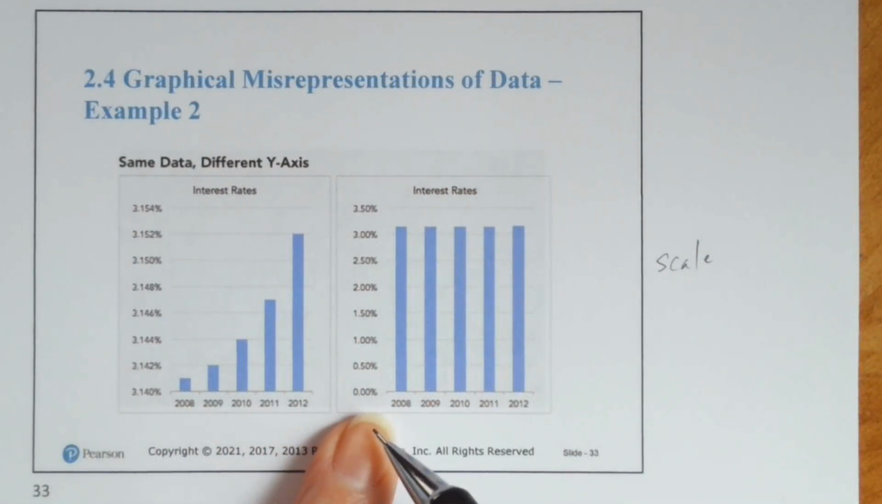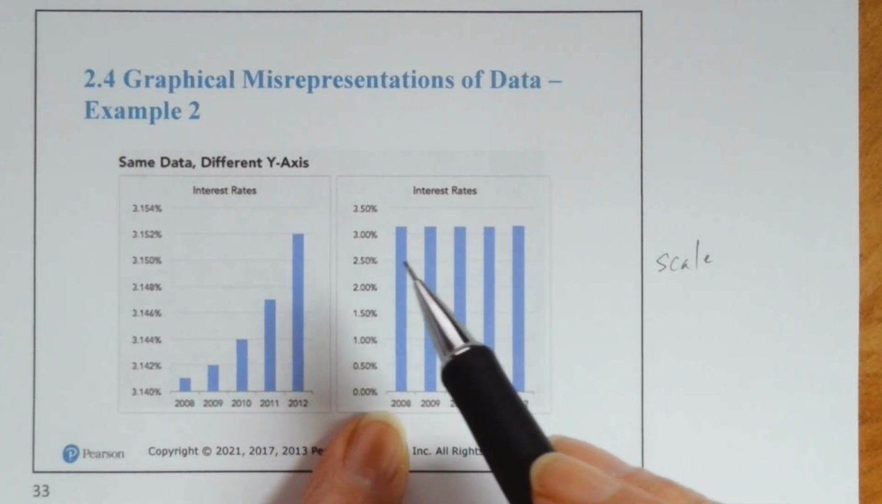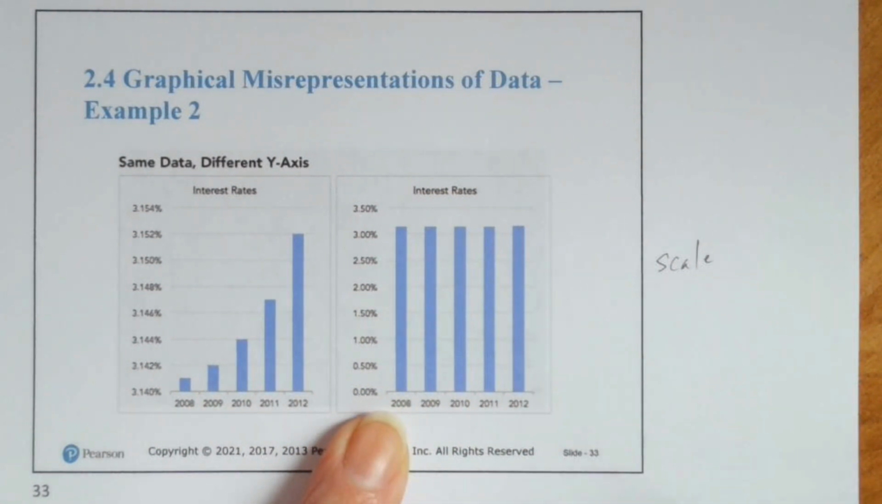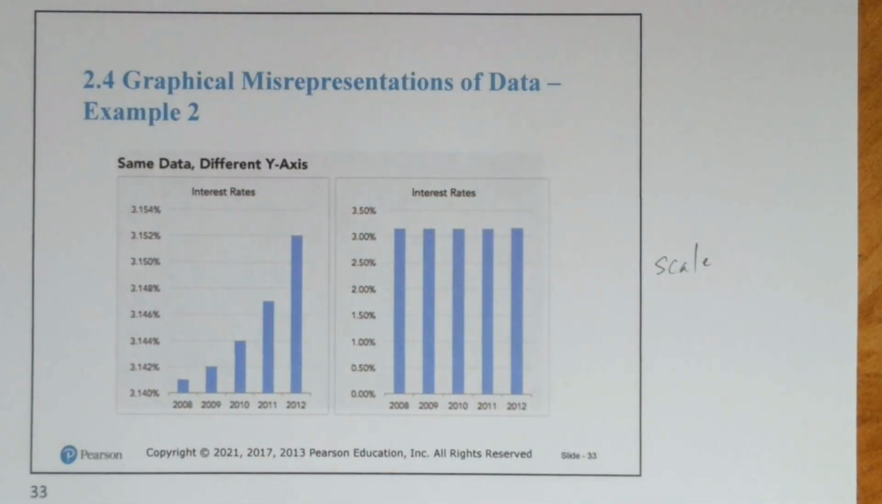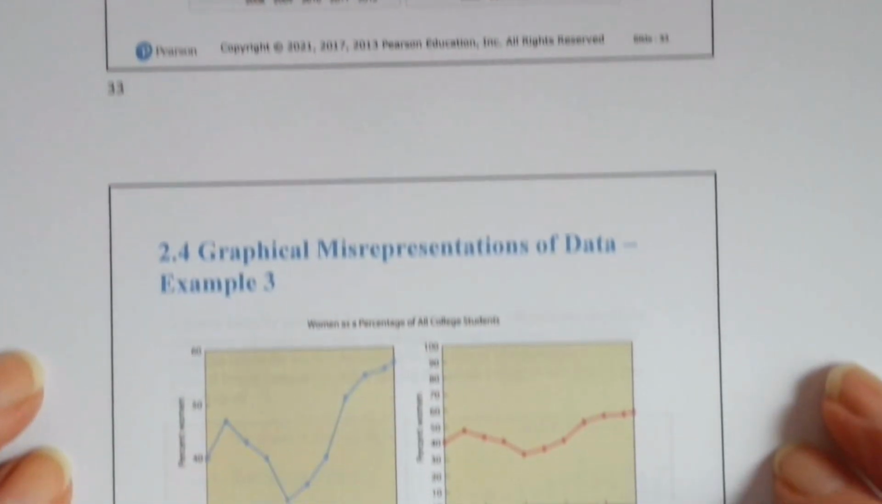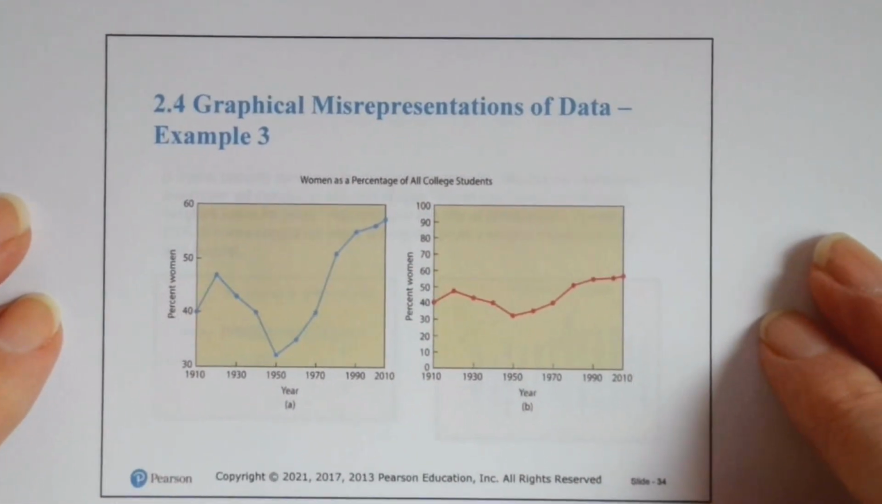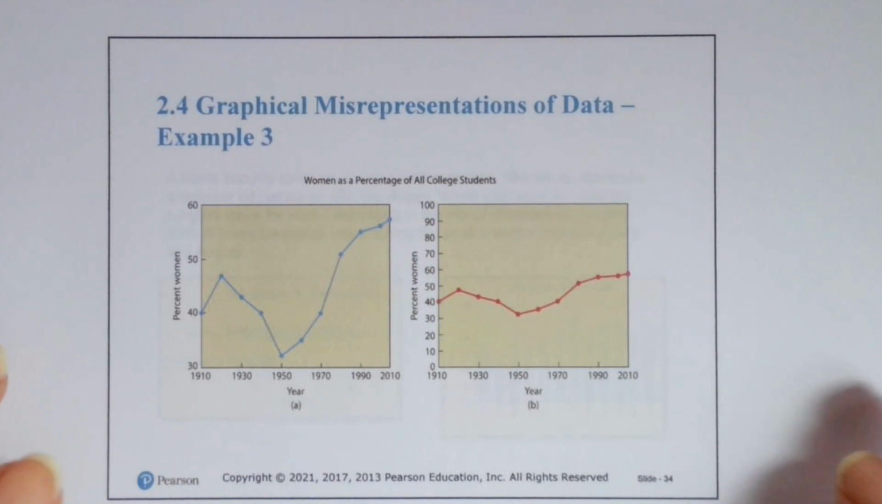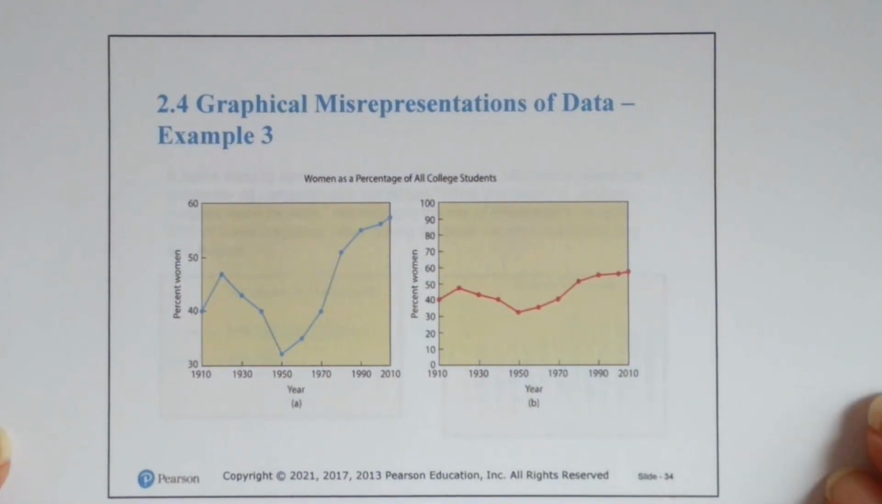Whereas if you use this one here that starts at 0, you can see it's pretty negligible as far as the increase. And interest rates can rise and fall and fluctuate. So anyway, this is another good example of where the scale is an issue. And that seems to be one of our most common situations. So here we have another example, and again, notice the scale is the issue.